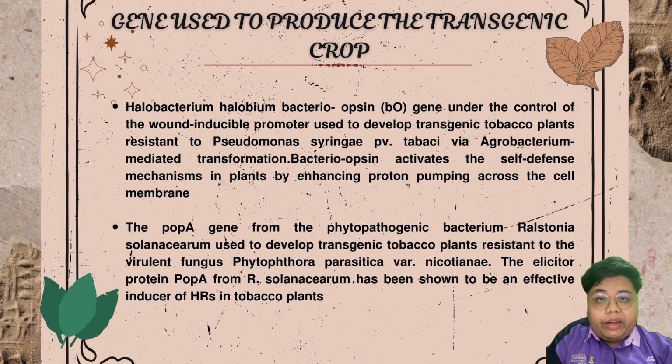So first we have the Halobacterium halobium bacteriopsin gene under control of the wound-inducible promoter, used to develop transgenic tobacco plants resistant to Pseudomonas syringae via agrobacterium-mediated transformation. Bacteriopsin activates the self-defense mechanism in plants by enhancing proton pumping across the cell membrane. Second, the POP-A gene from the phytopathogenic bacterium Ralstonia solanacearum, used to develop transgenic tobacco plants resistant to the virulent fungus Phytophthora parasitica var. nicotianae. The elicitor protein POP-A from R. solanacearum has been shown to be an effective inducer of HR in tobacco plants.